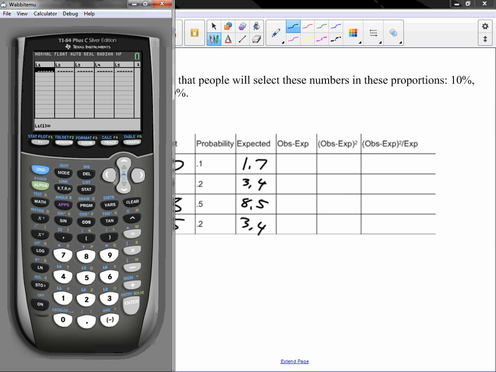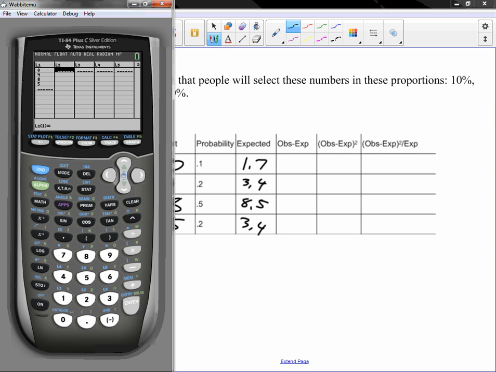And what I'm going to do is, in the first list, I'm going to put in the actual observed number. Okay, so we got 0 ones. How many 2s were there? 4. How many 3s? It was 8. And then 4s? 5. Okay.